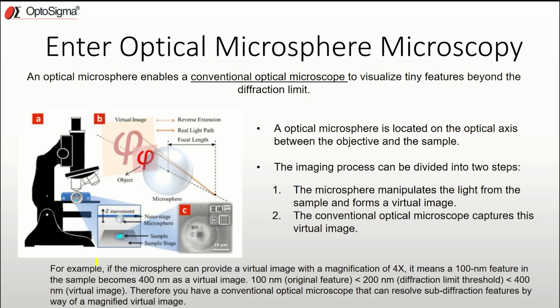So when you think about it, in the example, if a microsphere can provide a virtual image with a magnification of 4 times, it means that a 100 nanometer feature becomes a 400 nanometer virtual image. So you go from 100 nanometers, the original feature, you go past the diffraction limit, and then you end up at a 400 nanometer virtual image. So what you have then is a conventional optical microscope that can resolve sub-diffraction features by way of a magnified virtual image. And that is the theory of how this works. And I want to emphasize this is one of the theories for how the microsphere actually works.